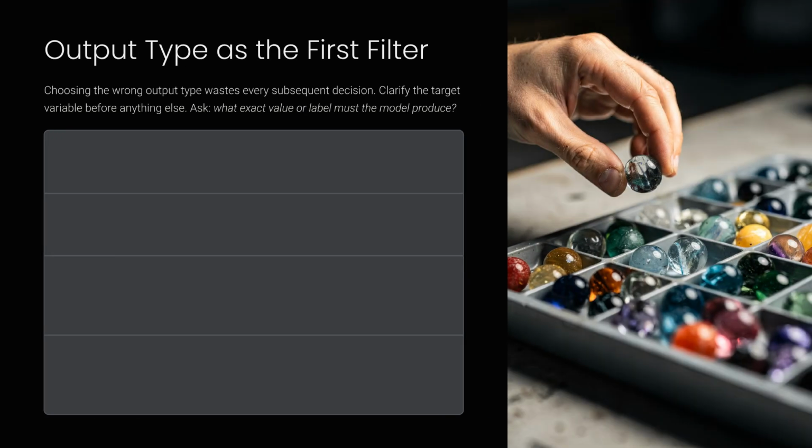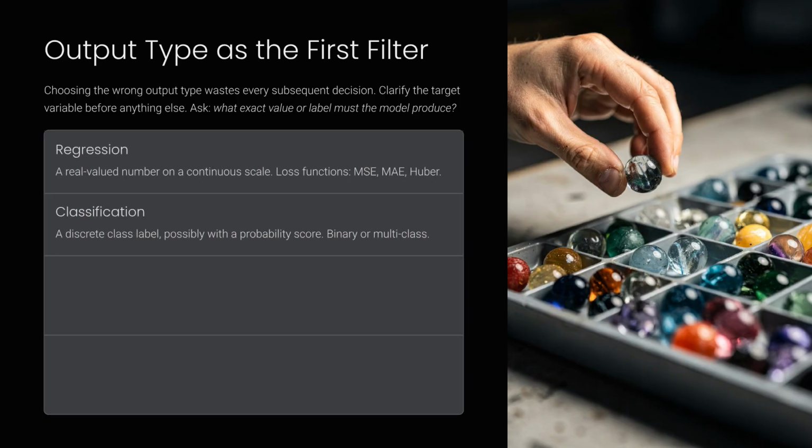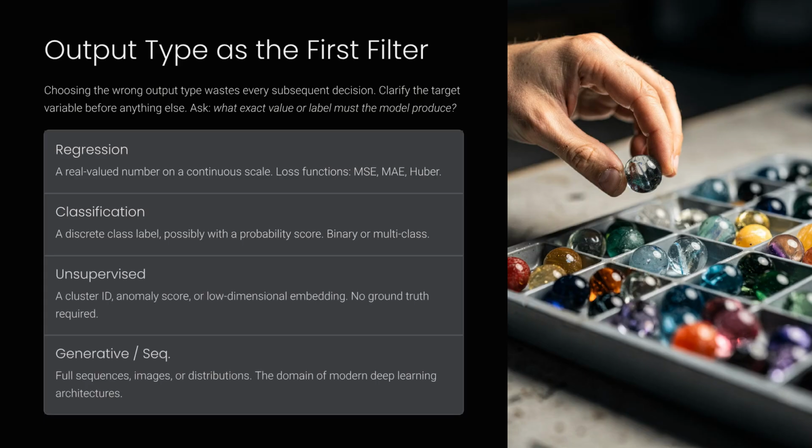Output type is the first filter. Clarify whether your model must produce a continuous number, regression, a category, classification, or discover structure, unsupervised. The generative category is for complex outputs like sequences and images.